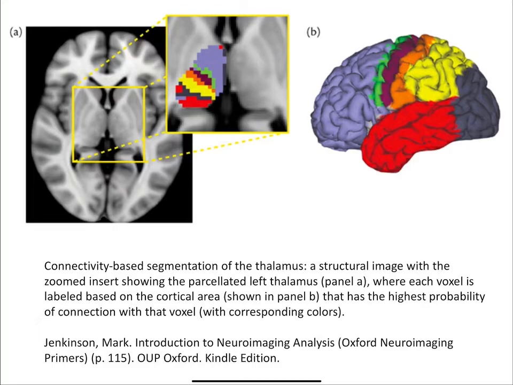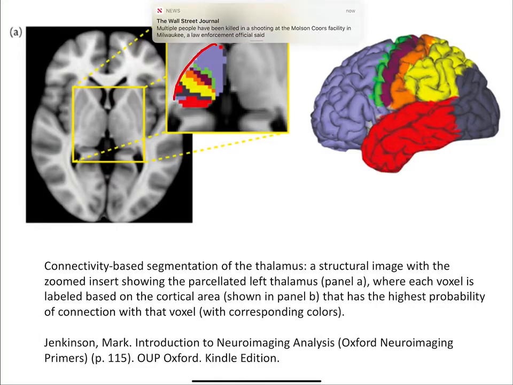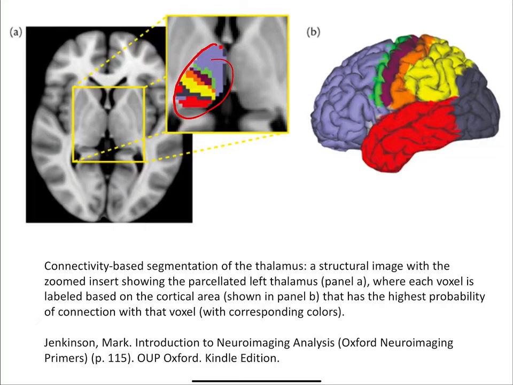This is another study where, for each voxel in the thalamus, they looked at which voxel in the cortical area showed the greatest connection with that voxel. They were then able to partition the thalamus into different brain regions, saying this area of the thalamus is most connected to this area in the cortex, and so on and so forth.